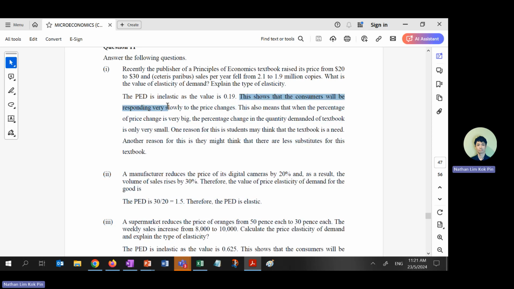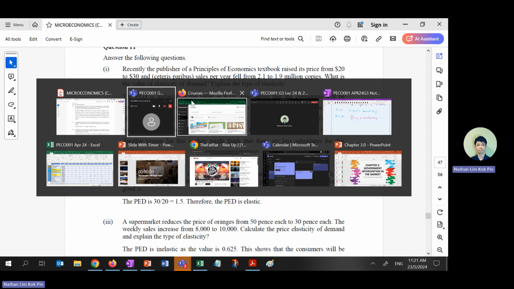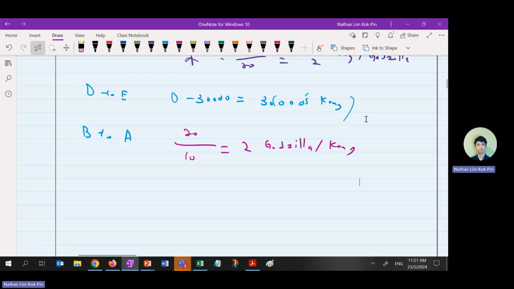This shows that consumers will be responding very slowly. The percentage change of price is very big, but the percentage change in quantity demanded of the textbook is very small. One reason is students may think the textbook is a need. Another reason, they will think of substituting for this textbook. Give one or two reasons. You must remember, ladies and gentlemen. This one I wrote in chapter 3, by the way.